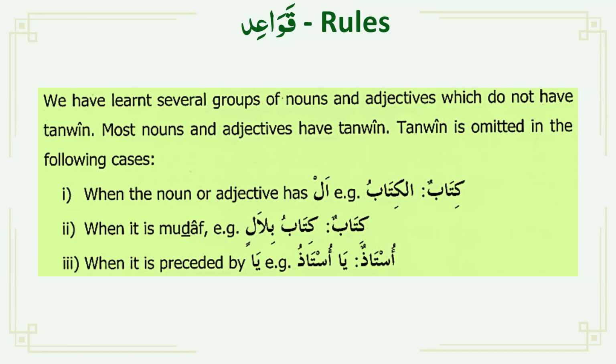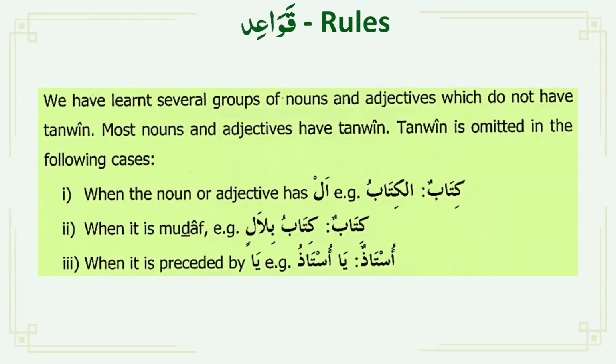But whenever you have an al added to it, then you cannot have a tanween with it. For example, when you say al kitabu, you're not going to say al kitabun, right? Al qalamun, ar rasulun. You cannot say that, right? So you have to make sure that whenever you have al, you will not add the tanween.